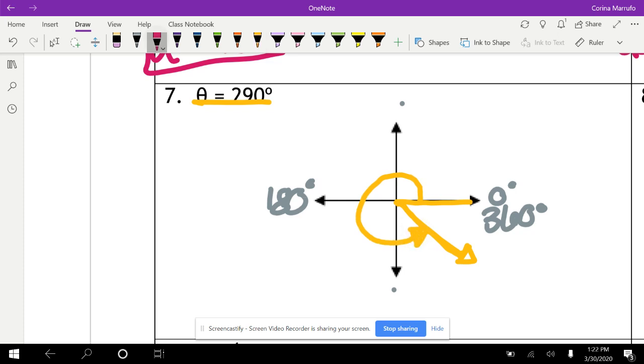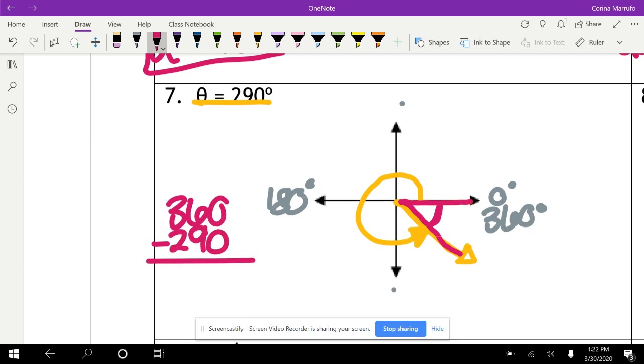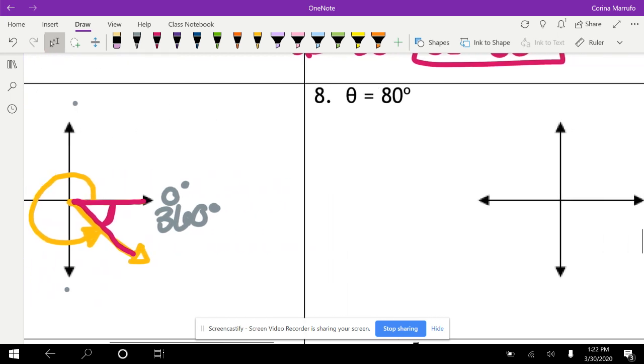So your reference angle, remember, is the closest distance from the x-axis. In this case, we're using the positive x-axis and our terminal side. So it's this little section right here. This number on our x-axis is 360. We subtract our angle, which is 290, and that gives us 70 degrees. So that means our reference angle alpha is equal to 70 degrees. And that's it. So let's look at the next one.